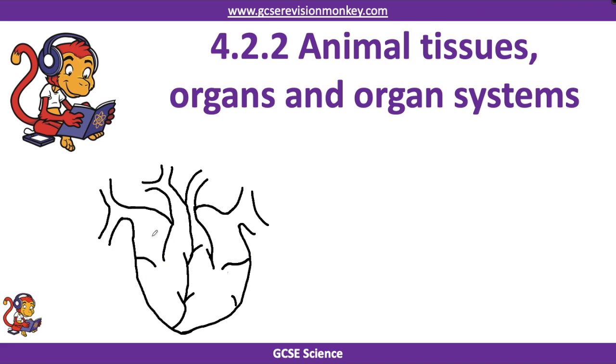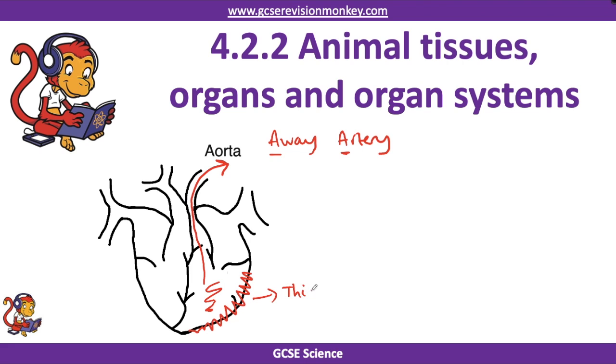There are 4 major blood vessels that we need to be aware of. The first one is the aorta. The aorta takes blood from the left ventricle here out away from the heart to the rest of the body. So because it's moving blood away from the heart, that is an artery. Artery moves blood away from the heart. And this left ventricle actually has a very thick wall, much thicker than the right ventricle, because this has to push the blood all the way around the body.